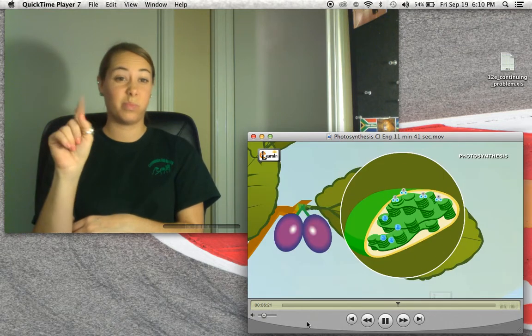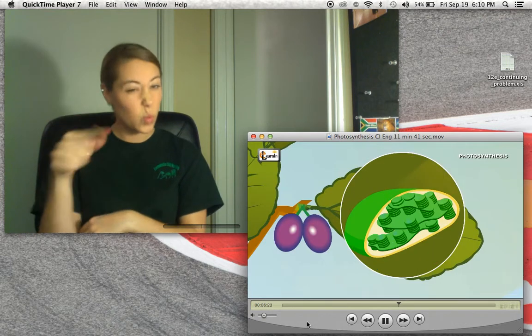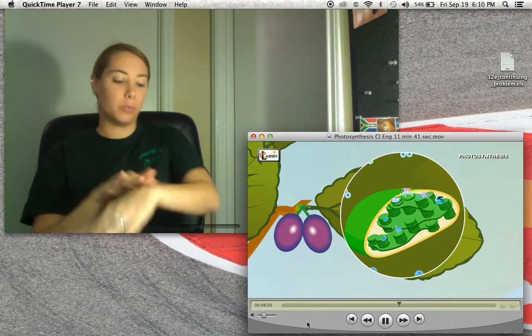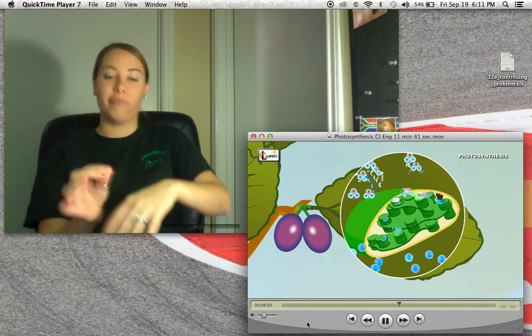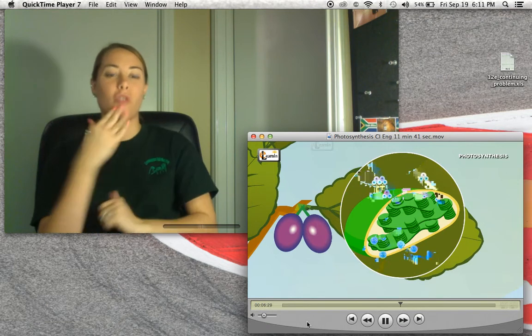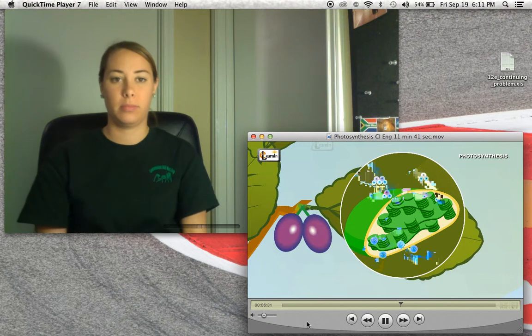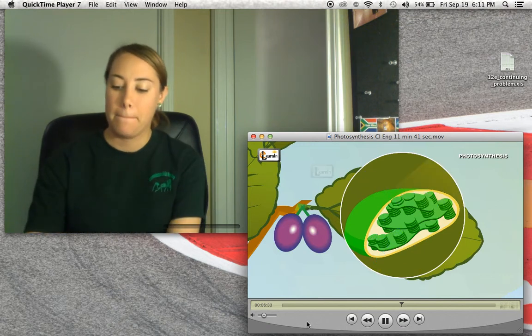Once the carbon dioxide and the water reach the chloroplasts in the presence of sunlight, the process of photosynthesis starts to take place. The following reaction takes place in the leaves of the plant during photosynthesis.